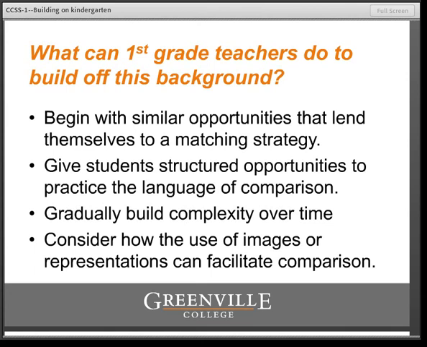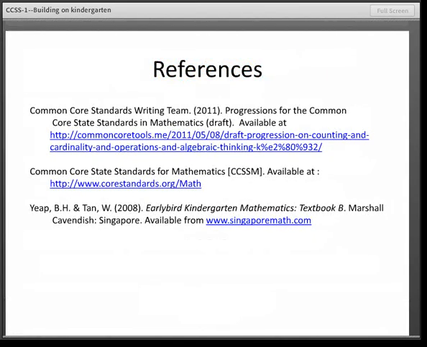Finally, consider how the use of context and images facilitated children's comprehension of comparison situations. Those could be useful tools, especially as you work with your struggling students and also as you think about how to ease into comparison in a fashion that will bring their background knowledge along for the ride. That concludes this section.